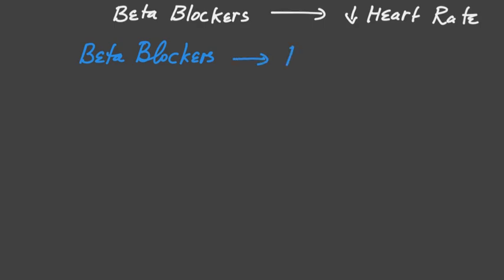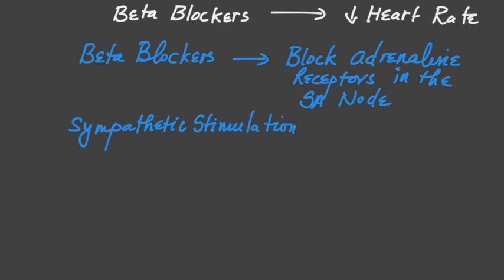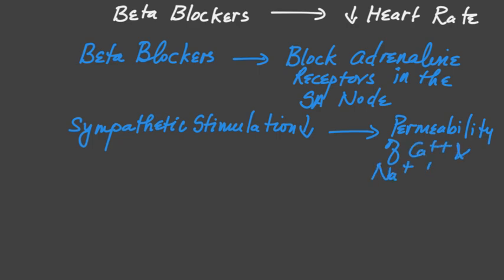So the beta blocker, here we have it, results in blocking adrenaline receptors on the SA node. Now adrenaline cannot bind to its receptor because it has been blocked by the beta blocker. Sympathetic stimulation of the SA node goes down. So we're going to use a down arrow to indicate decrease. This results in the permeability of the calcium and sodium channels to also decrease. So we will use the down arrow to indicate decrease.